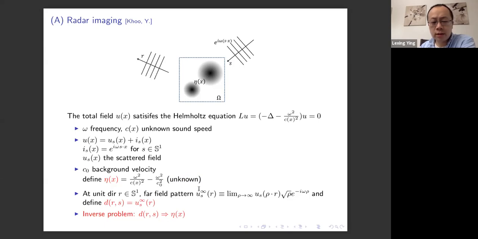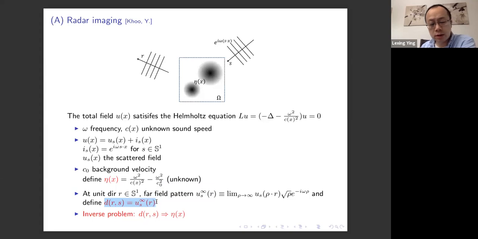So what are the data? Well, for each outgoing direction, I can take a look at my scattered field, but not at a specific finite distance location; instead I look at the limit at infinity and appropriately rescale the signal of the scattered field. This quantity is called the far-field pattern in wave-based inverse problems, which has been very useful. It is a good approximation of what we can record, and this is our data D.